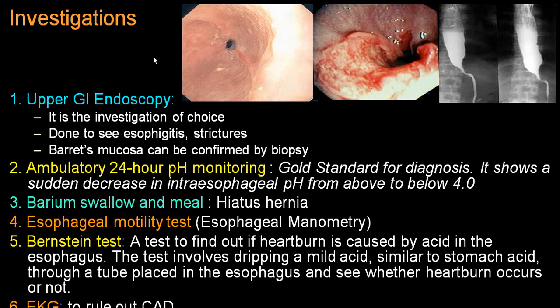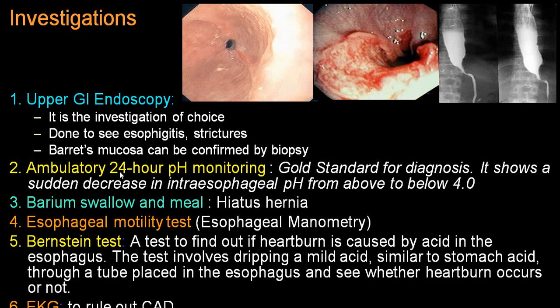Upper GI endoscopy is very, very helpful to confirm whether it is erosive or non-erosive disease. Is there any chance of Barrett esophagus or adenocarcinoma? Is there any stricture? It will also help to rule out hiatus hernia, etc.